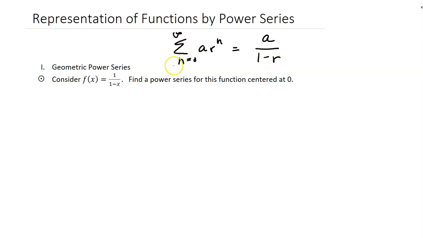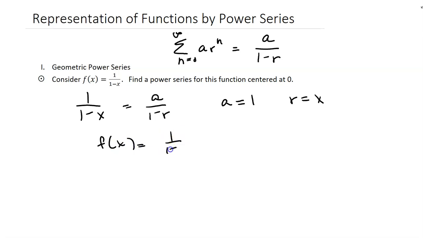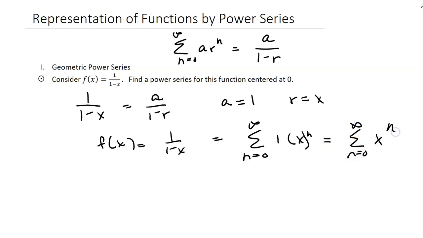So if we can take that and work backwards, we could take something like 1 over 1 minus x and allow that to be a power series. So this says to find a power series for this function centered at 0. To put this in that format, a over 1 minus r, I would have a equal to 1 and I would have r equal to x. So f of x, which is 1 over 1 minus x, could be written as the sum from n equals 0 to infinity of 1 times x to the nth power, or just the sum from 0 to infinity of x to the nth power.